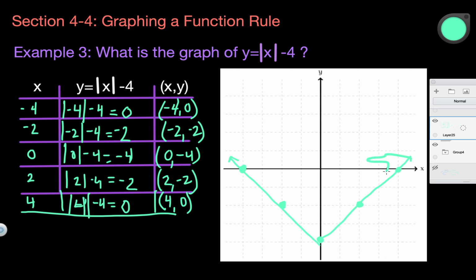Okay? Whoa. That was supposed to be... What is happening? Okay, great. We have one more left and then we're done.